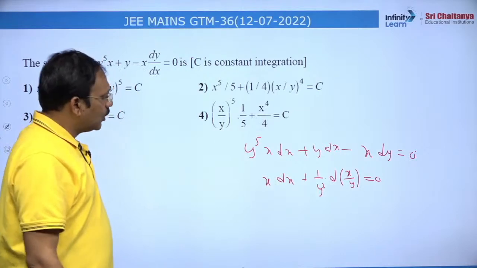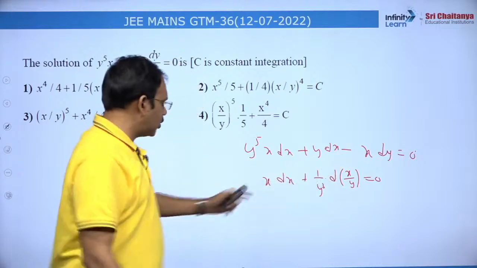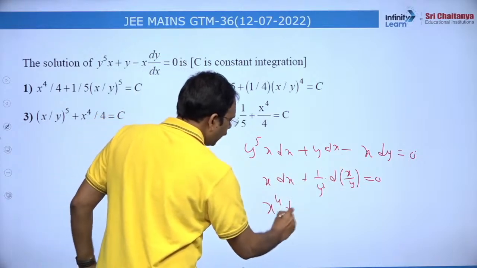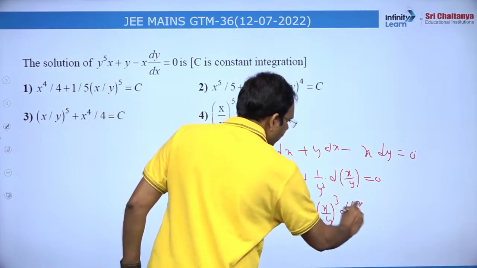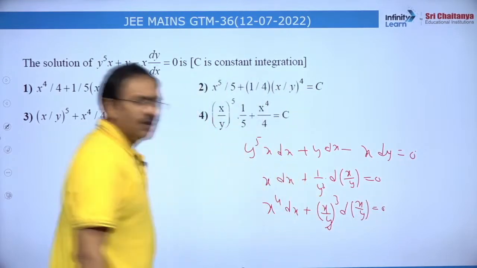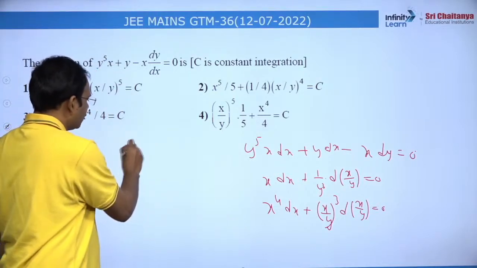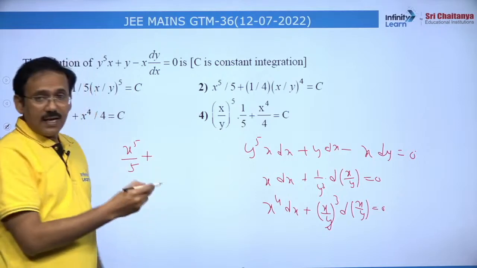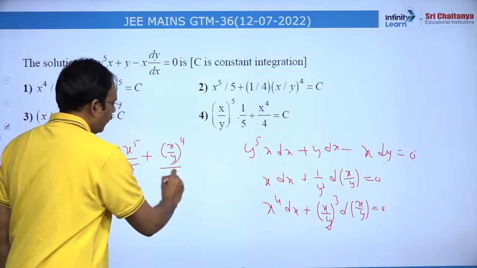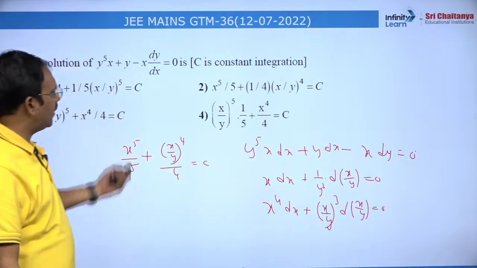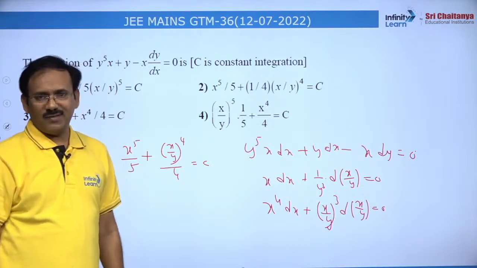Right. Now, to complete this as a perfect one, let me multiply with x cube, nothing wrong in that. This becomes x power 4 dx, this becomes x by y whole cube into d of x by y equal to 0. Now, you can integrate. X power 5 integral is x power 5 by 5 plus, it is like t cube dt, so t power 4 by 4, x by y whole power 4 by 4 is equal to c. You can simplify, you will get the answer, my dear friends. So, how will you get the idea? That is the point, bit practice.